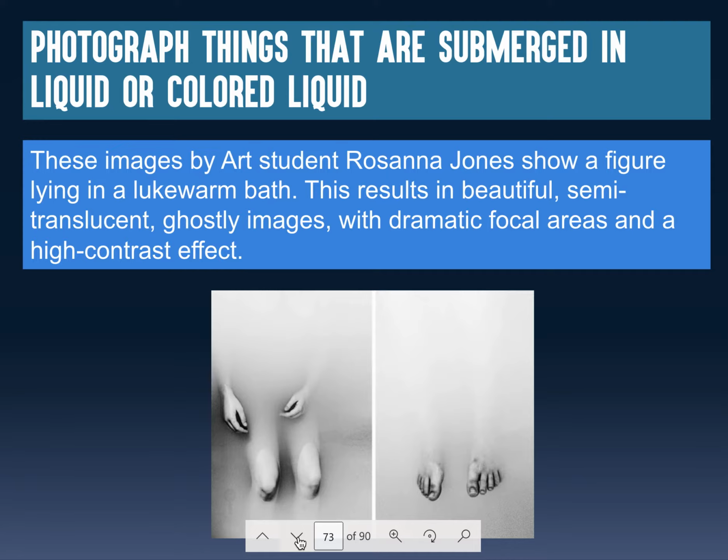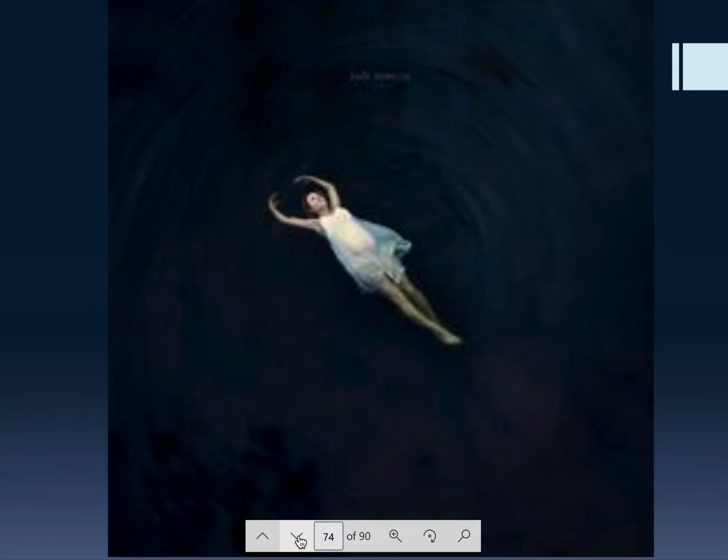Photograph things that are submerged in liquid or colored liquid. I showed you guys a shot that I did where I had flowers floating in water, and I took that in the lake at around sunset, and so that's why it created this kind of feel. This is done in a bathtub. It's very, very clever. Kind of creepy, but very clever.